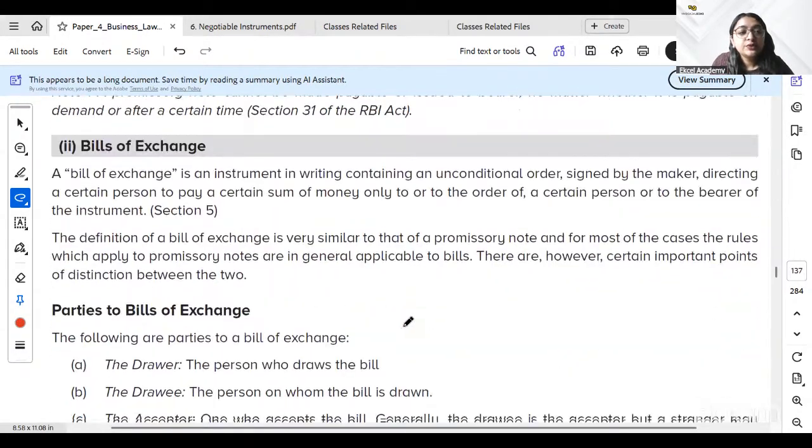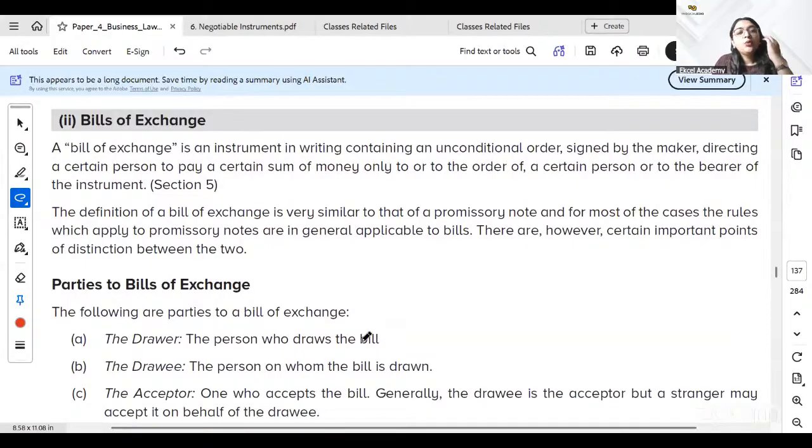The next one which we saw was your bill of exchange. So what is a promissory note? A promise to pay. A bill of exchange is an order to pay, wherein it contains an unconditional order signed by the maker. What is the maker doing here? The maker is directing a certain person to pay a certain sum of money, again to the order of a person or the bearer of the instrument.